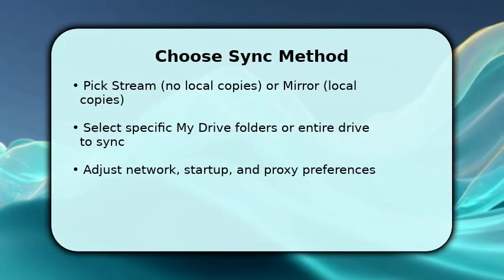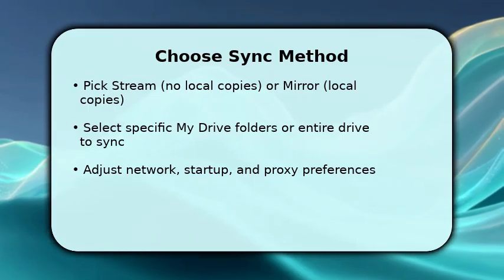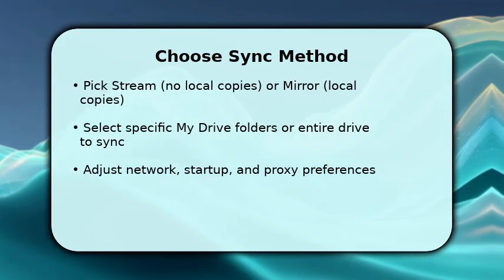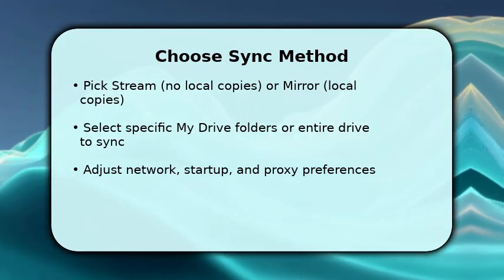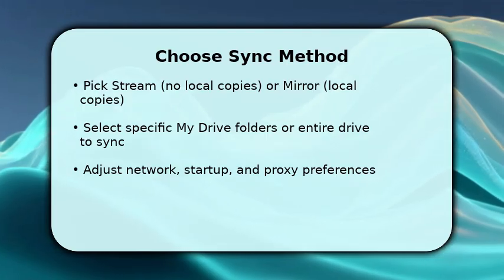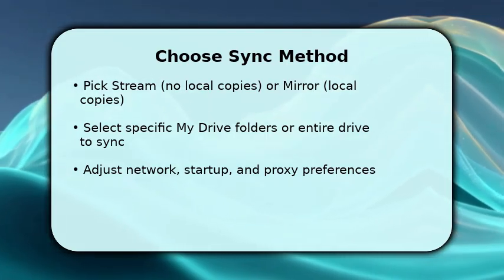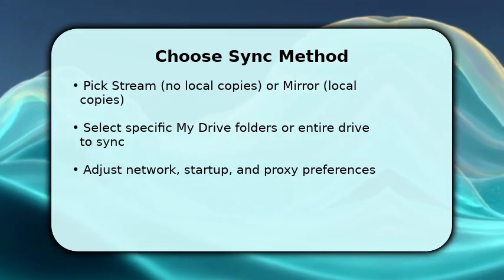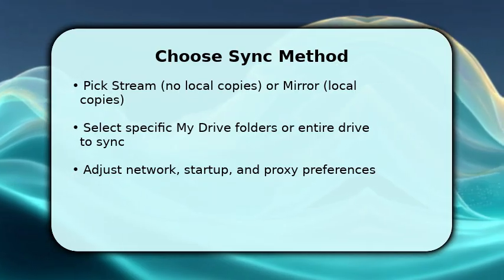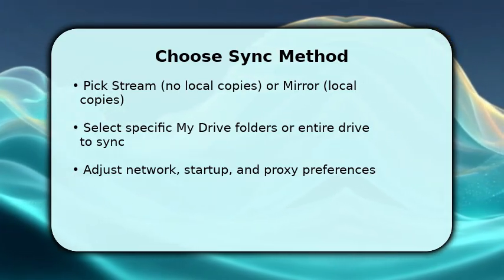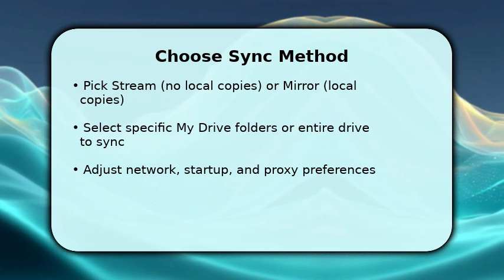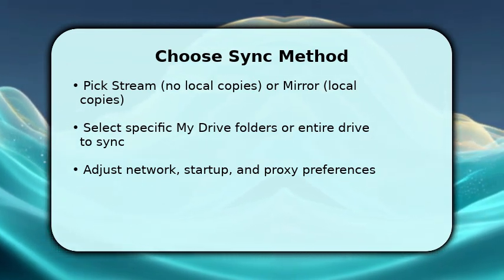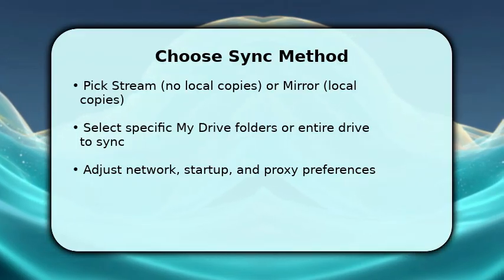Once done signing in, you must choose how files will behave on your machine. Select Stream if you want placeholders that save disk space, or Mirror if you need local copies accessible offline. Then, choose which My Drive folders to sync. Narrow selection speeds sync and saves bandwidth. Make sure to check network and proxy settings in Preferences if you're on a corporate network, because incorrect settings can block sync. Finish by configuring whether the app starts at login, so syncing runs automatically whenever you sign in.